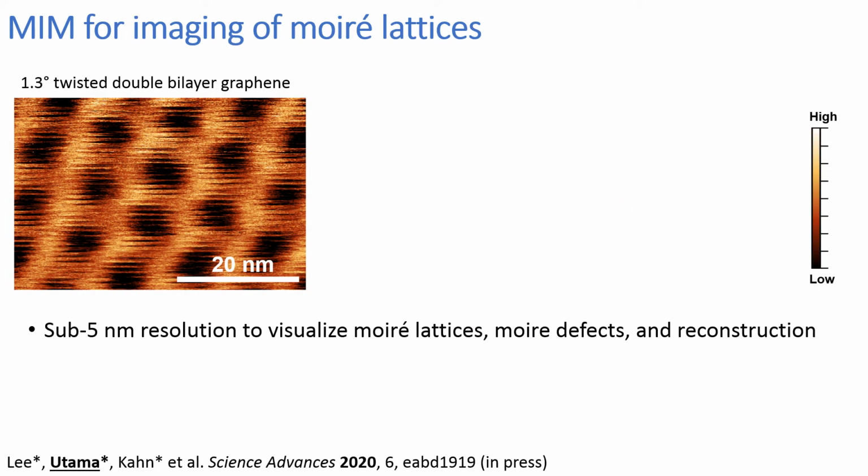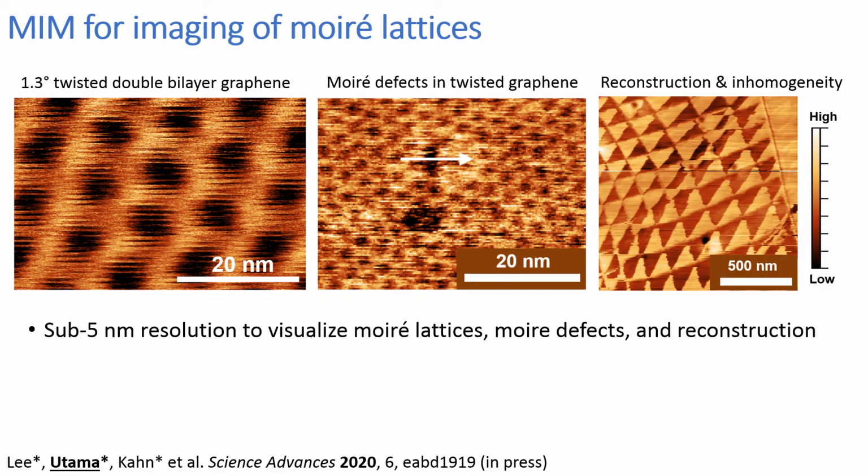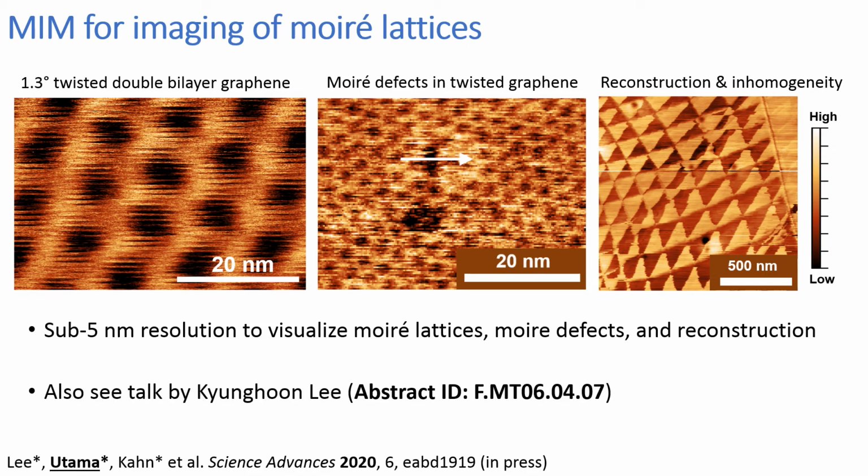MIM is a powerful technique in that it enables imaging of the moire lattices with resolution down to sub-5 nanometer. MIM takes advantage of the variation of the local conductance that varies with the local stacking type in the moire lattice. With such exquisite sensitivity, we were able to image moire lattices in various twisted graphene systems, image moire defects, and observe the reconstruction in near-0-degree twisted graphene and their inhomogeneity. For further details on this technique and its application to image moire lattices and superstructures in graphene, I recommend you attend the talk from my colleague Kyung-Hoon Lee that is also available in this symposium session.